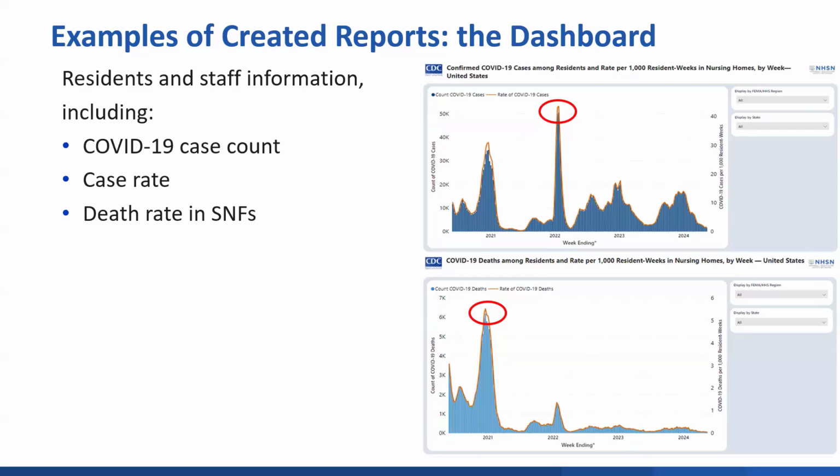The picture below is showing the death rate among resident and rate per 1,000 resident weeks in nursing home by week from the period of 2021 to 2024. Again, from this picture, we can see that the peak of the death rate was reached in 2021.